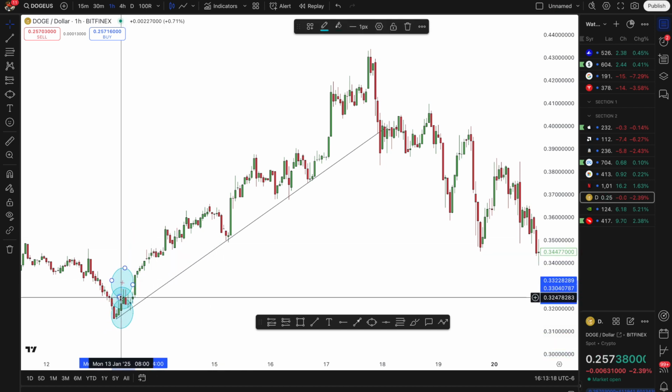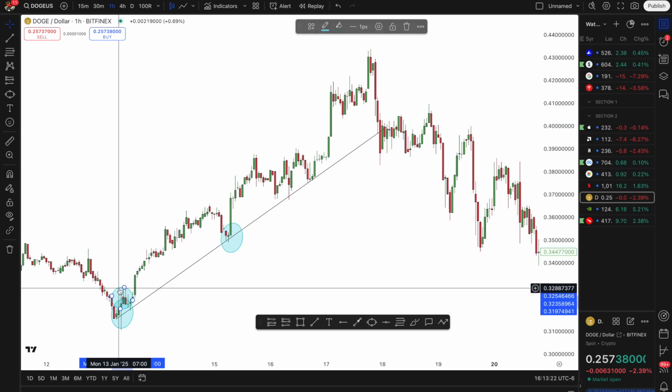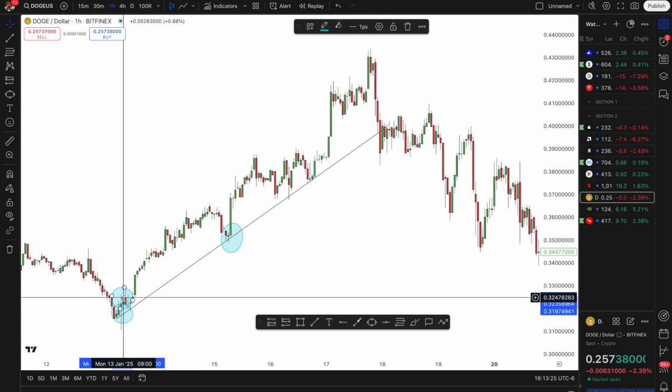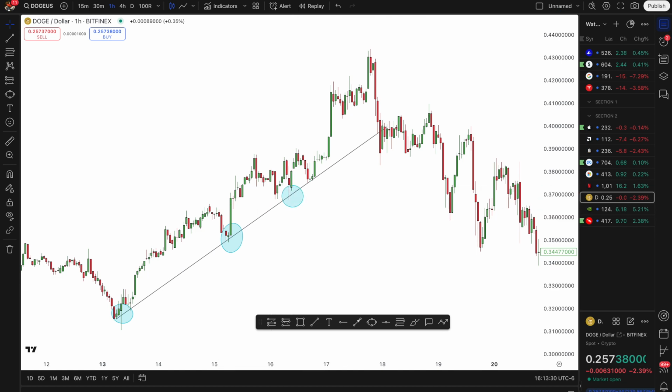But in order for it to be a proper and a valid trend line, you must have, again, multiple candlesticks and candle wicks testing that trend line, whether it's on the down channel or if it's on the upper channel.